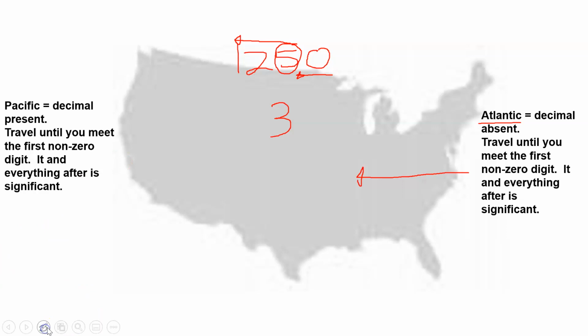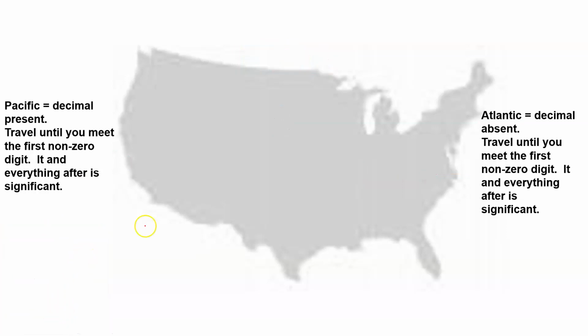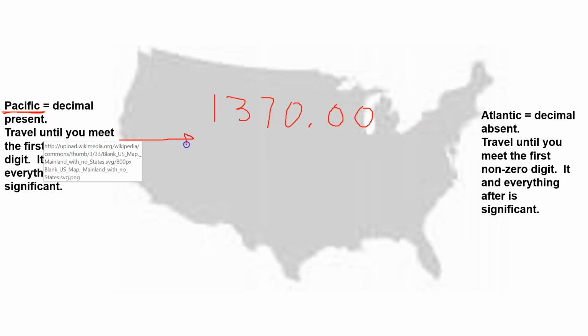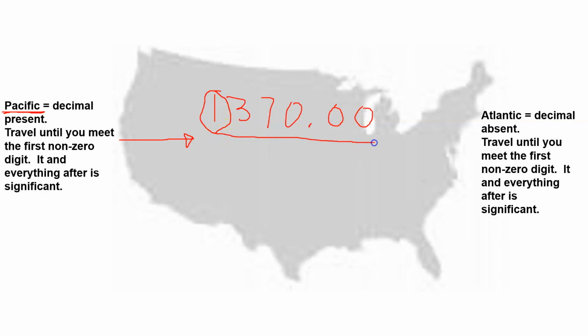Now, on the other hand, let's say that we have the number 1370.00. On this one, our decimal point is present, so we start on the Pacific side and we count going this way. The first non-zero number I hit is right at the beginning, that 1. So everything after that counts as a significant figure, meaning this number has 6 significant figures in it.